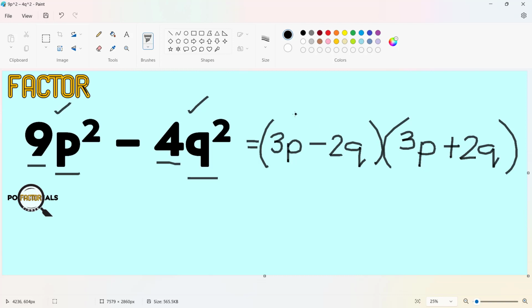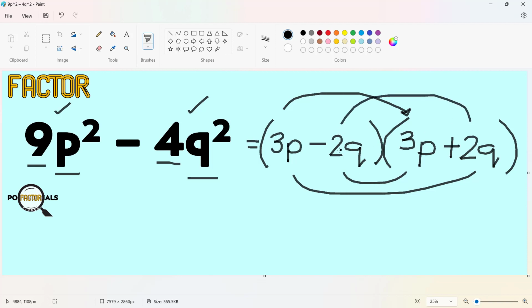Of course, you could check this one using the FOIL method. 3p times 3p is 9p squared. We have this here: negative 6pq, positive 6pq. So those two results become 0. And you have here negative 2 times positive 2 is negative 4q squared. Okay, so this is now the correct process. This would mean that these factors are correct for this difference of two squares polynomial.